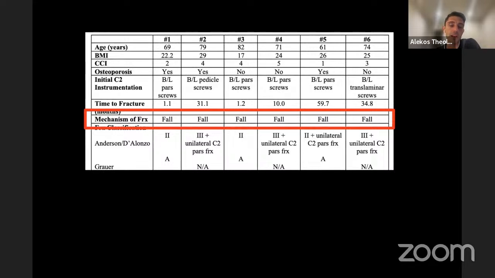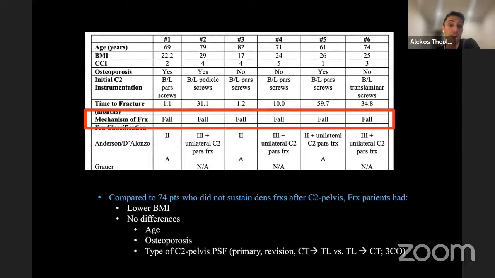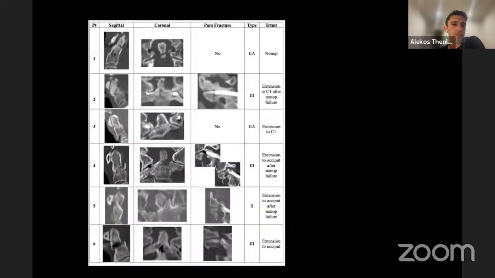But the common theme here was that they all happened after a fall. This wasn't just a spontaneous fracture. These all happened after traumatic falls, not because of poor alignment. I think it speaks to the frailty of patients and their immobility from these operations. Compared to those who did not have dens fractures, there was really no significant difference in terms of comorbidities, osteoporosis, the type of surgery that was performed, et cetera.